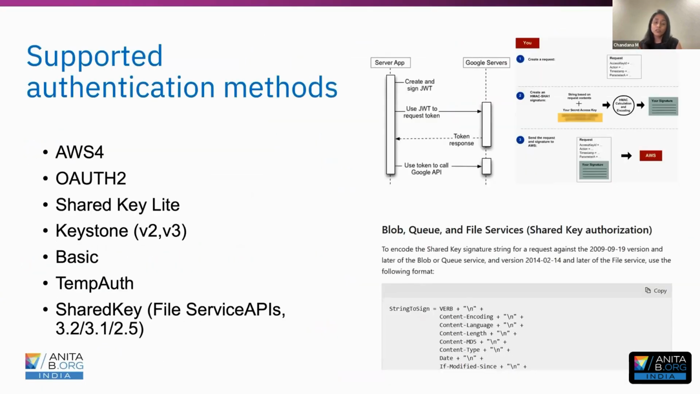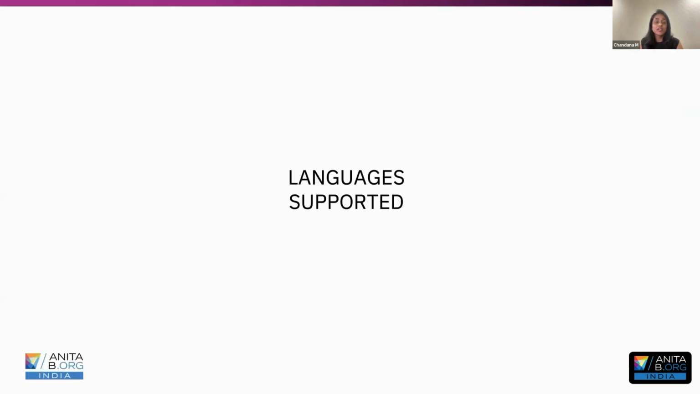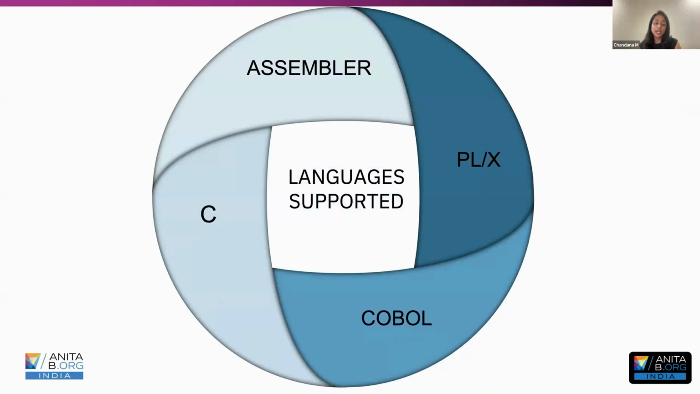So as I've talked about, there are various authentication methods, and each of the cloud providers has its own way of authenticating to a particular cloud. So CDA currently handles all of these authentication methods, and we can connect to any of these cloud providers which support all of these authentication methods very effortlessly and seamlessly. Currently, CDA supports the APIs to be called in these languages: C, COBOL, Assembler, and PLX. PLX is an IBM internal language.